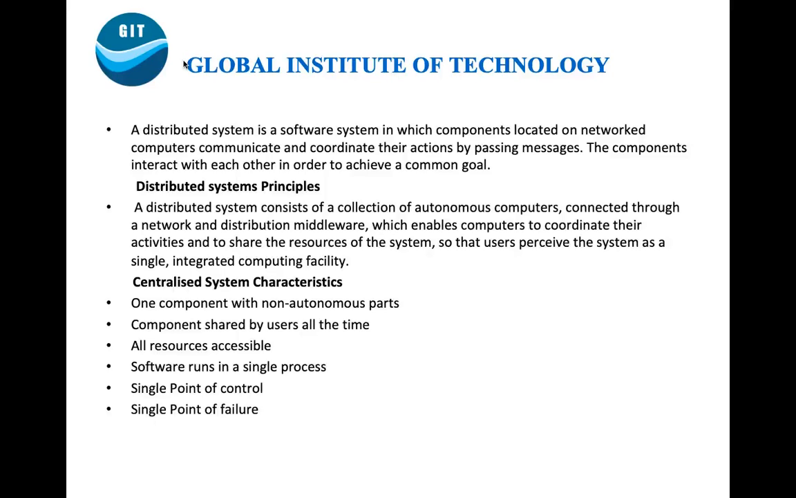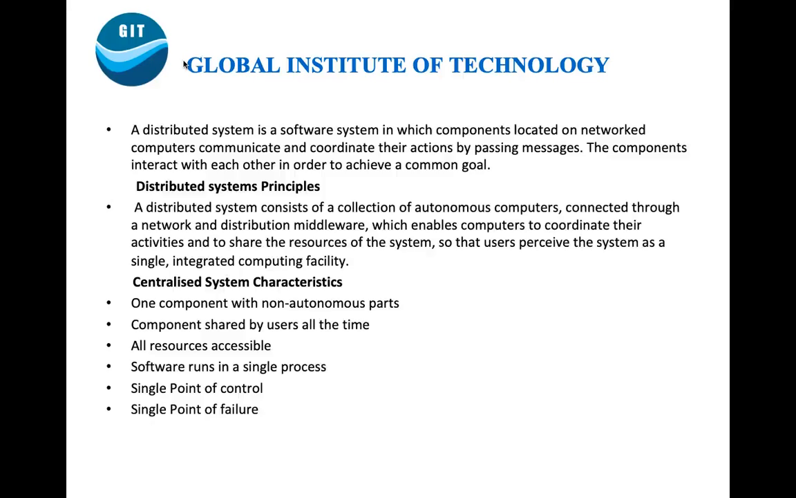A distributed system is a software system in which components located on networked computers communicate and coordinate their actions by passing messages. The components interact with each other in order to achieve a common goal. The principle of a distributed system is that it consists of a collection of computers connected through a network and a distributed middleware, which enables computers to coordinate their activities and to share the resources of the system so that users perceive the system as a single integrated computing facility.